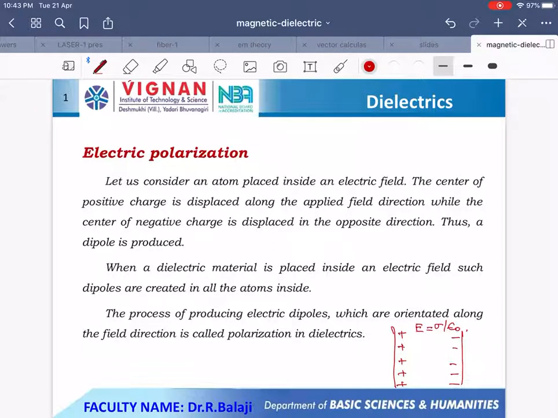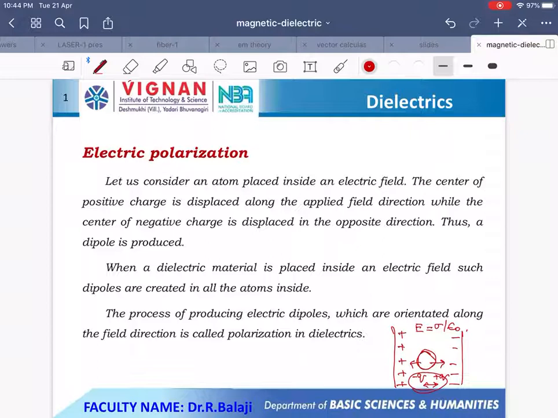This is our intermediate concept, in which we place an atom. For example, this is an atom. The atom has the center of gravity of positive charge and the center of gravity of negative charge. Here what happens? The center of gravity of negative charge moves towards the positive side, and the center of gravity of positive charge moves towards the negative side. So this is minus q and this is plus q, and there is some separation. So here the dipoles are generated. This is the basic principle of the entire dielectrics chapter, right?